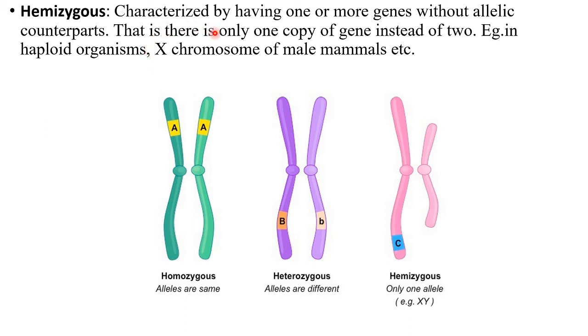And this is characterized by having one or more genes without its allelic counterparts. This diagram is showing the hemizygous condition. These are the homologous chromosomes with a size difference, but here, for this gene C, the locus has no counterpart in this chromosome. So this chromosome contains only one allele for this specific character. That condition is called a hemizygous condition or hemizygosity.